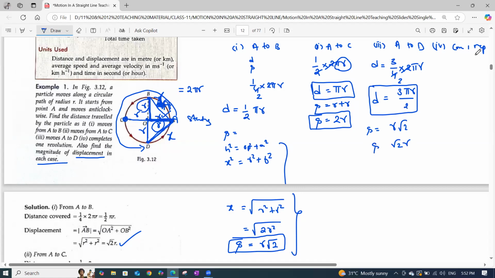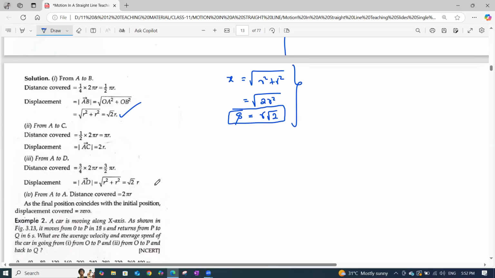Now one complete revolution or one complete circle. For a complete circle, straight away you can take distance as 2 pi r. While coming to displacement, it is 0, because if the initial point and final point are the same, then the displacement value is 0, because you can't draw any straight line. Like that you need to take answers for this.